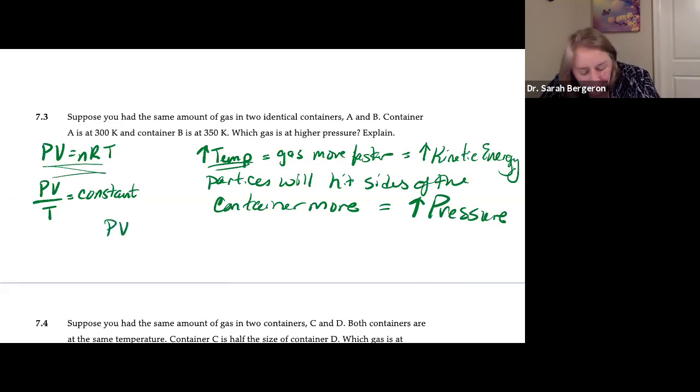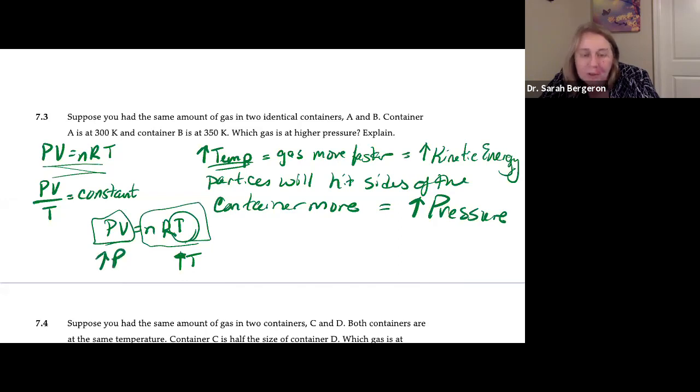Let's do PV equals nRT. So we're saying we're going to increase temperature. If you increase temperature, what's going to happen to pressure? I want to keep this side of the equation equal to this side of the equation. So if I increase something on one side, I have to increase something on the other side. What am I going to increase? Pressure. Okay? You can do it any which way, but just know that there's more than one way to think about a lot of these problems.